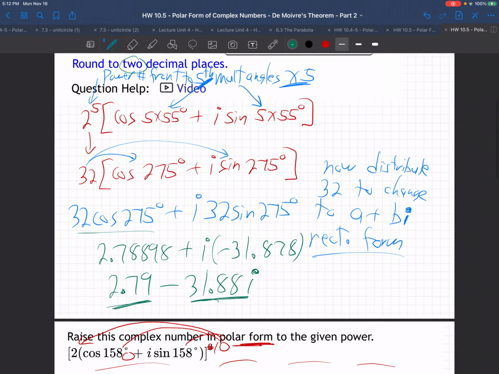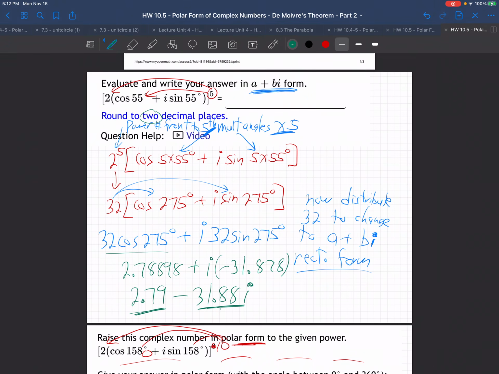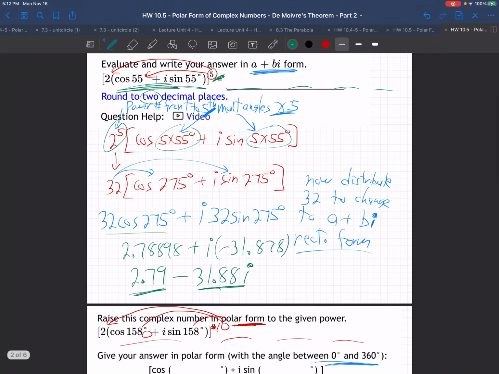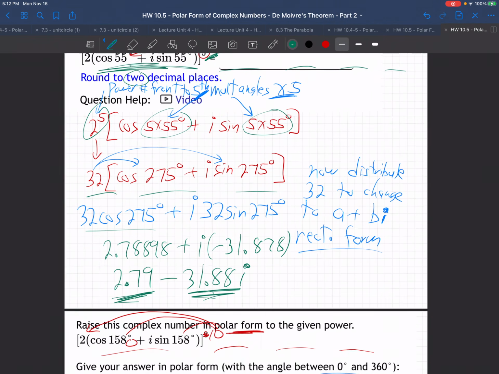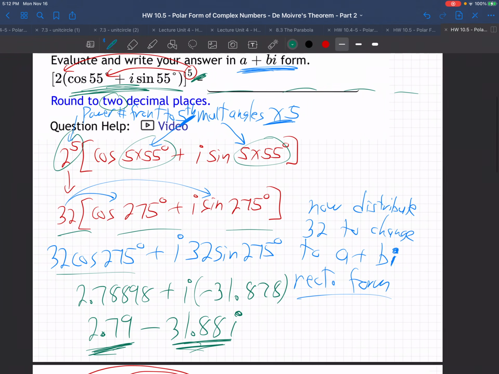What did we do? We just took this complex number right here to the 5th power. And instead of having to write 5 of these and FOIL it all out, we're able to just 5th power the number in the front, multiply the angles by 5, and then just distribute and change it back to rectangular form.